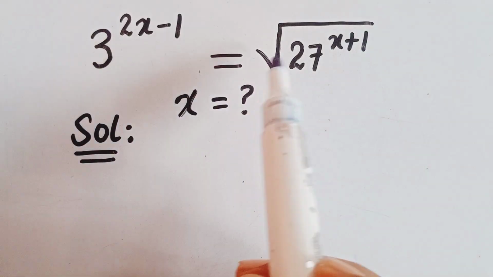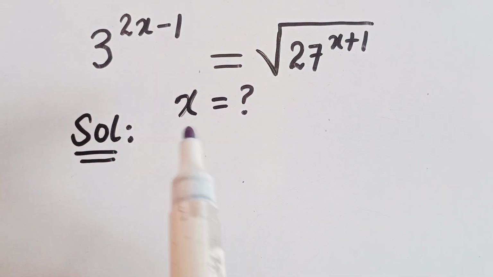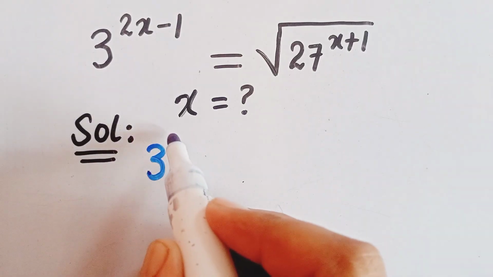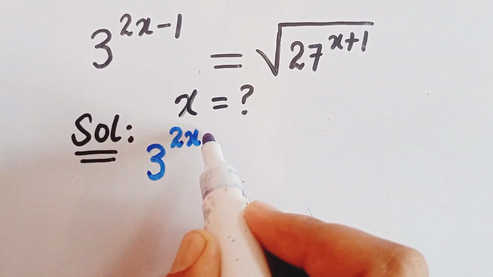We have a radical equation: 3 raised to the power 2x minus 1 equals the square root of 27 raised to the power x plus 1. Then what will be the value of x?